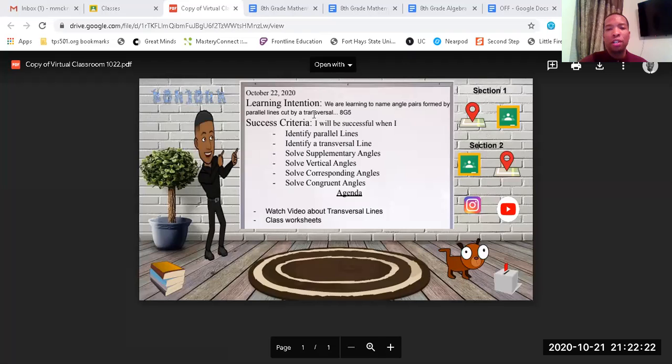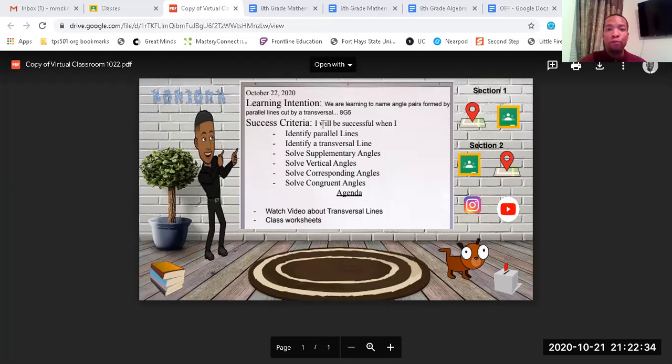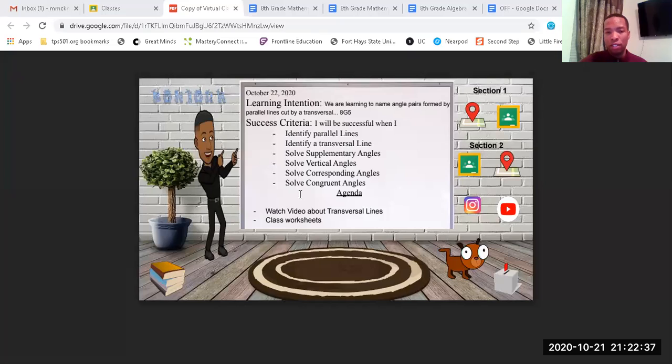For the learning intention, we are learning to name angle pairs formed by parallel lines cut by a transversal. We're focusing a little bit on standard AG5. In order to be successful, we have our list of success criteria right here. It says I will be successful when I can identify parallel lines, identify a transversal line, solve supplementary angles, solve vertical angles, solve corresponding angles, and solve congruent angles.